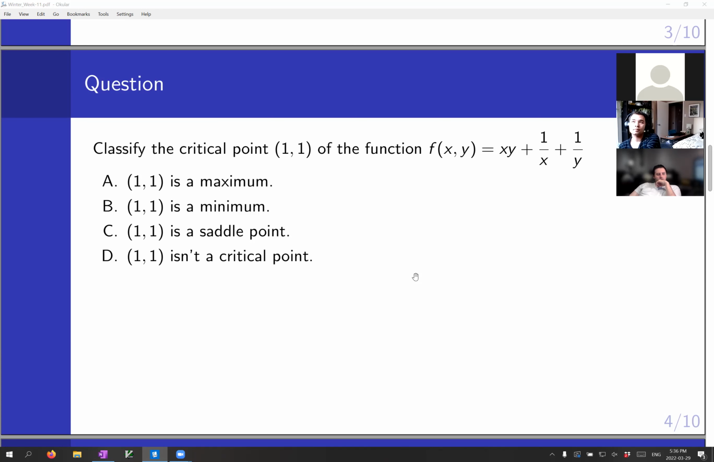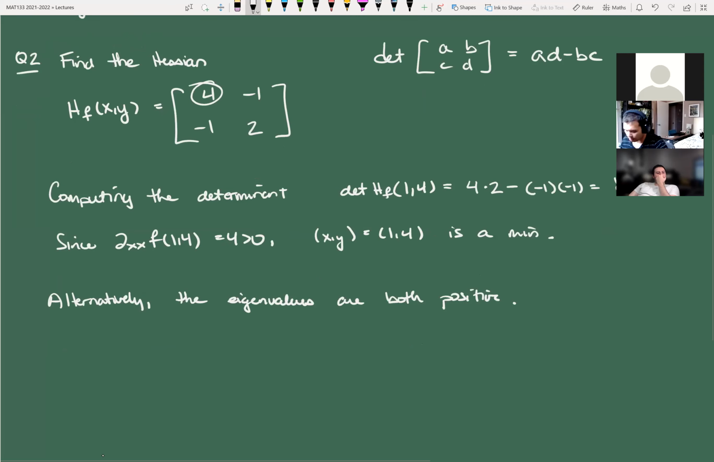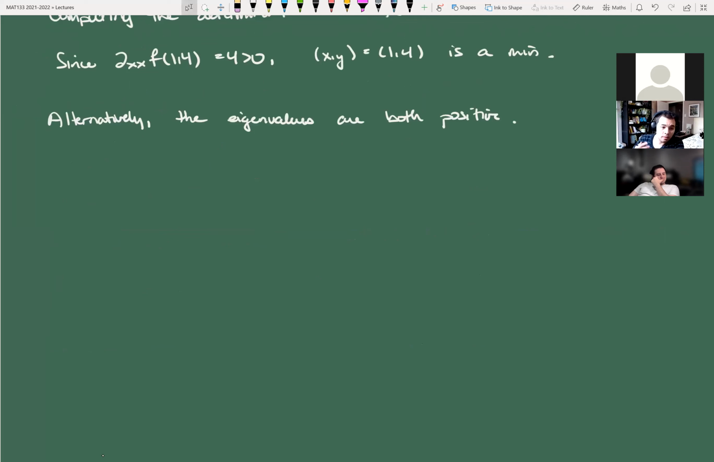Okay, so let's take a look. The majority of the class says B, that it's a minimum. Absolutely, our critical point here is a minimum, so good job. Let's figure out why. Even though in this question we've already been given the critical point, we still have to compute the gradient, because we need to compute the Hessian. In order to compute the Hessian, we have to compute the gradient. So this is question 4.